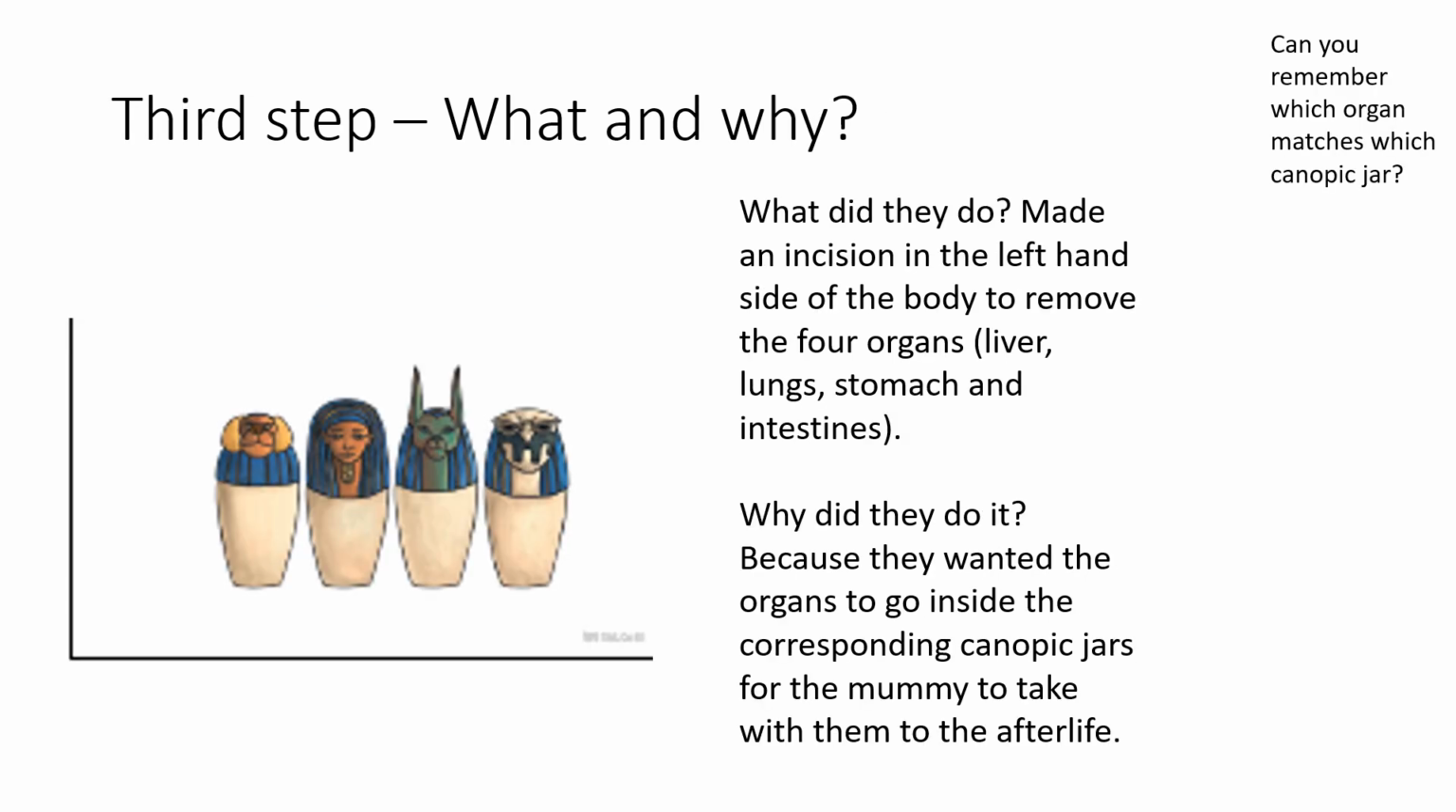And finally, our third step today is what they did. They made the incision on the left-hand side of the body. Now, I'm not really sure why it was on the left-hand side. I believe probably because your heart's on the left-hand side, so they wanted to make sure it was under there. And your liver, maybe it's the ones that are closest to these organs, that it had to be on the left-hand side. Maybe that's something that you could research, a little bit of extra information. But what they did is they made that cut on the left-hand side and they removed those 4 organs, the liver, the lungs, the stomach and the intestines. But why did they do it? Well, they did it because they wanted to take them into the afterlife in those canopic jars.